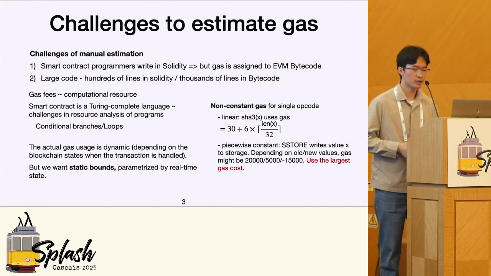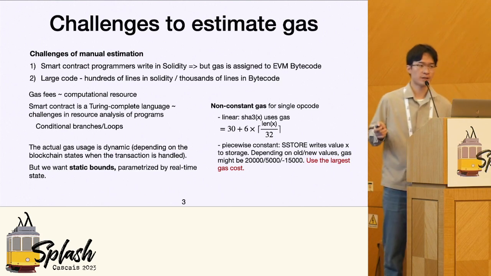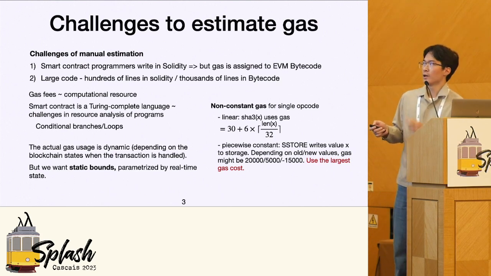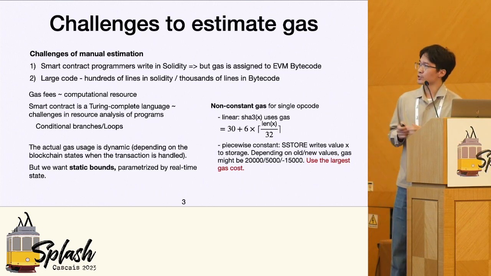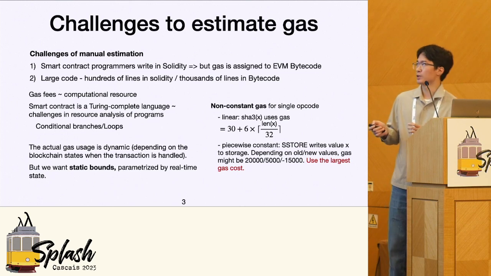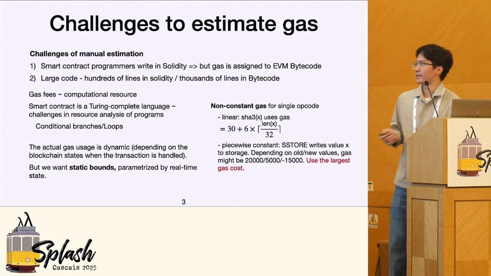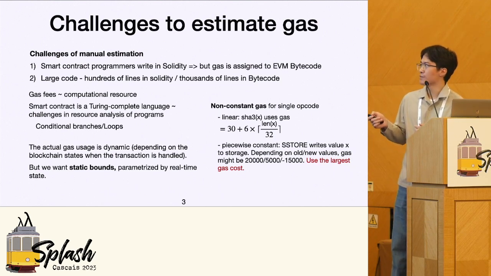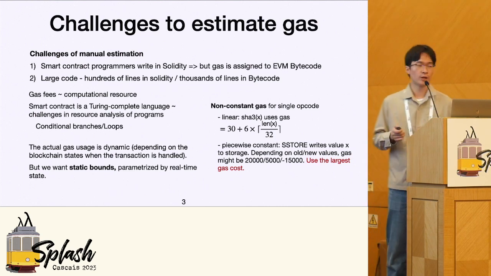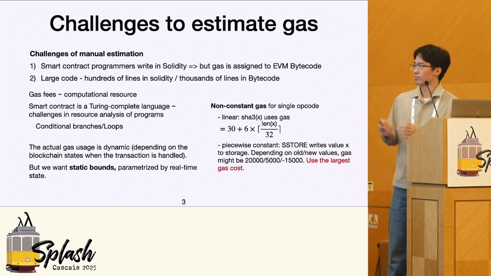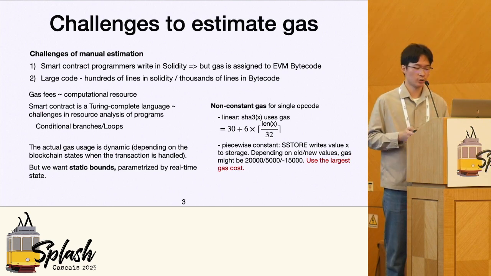One more challenge is that for a single opcode, the gas can be non-constant. For example, SHA-3 computes the hash of a string, and the gas usage is linear with respect to the length of the string. This makes things a little more complicated. It can also be piecewise constant, such as when a storage write stores a value x to storage. Depending on the old value and the new value, the gas can take three different values. So we just use the largest gas cost to be sound.